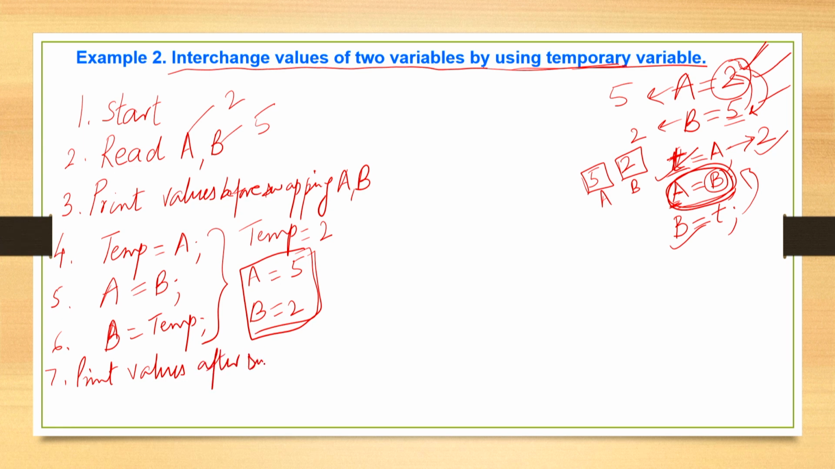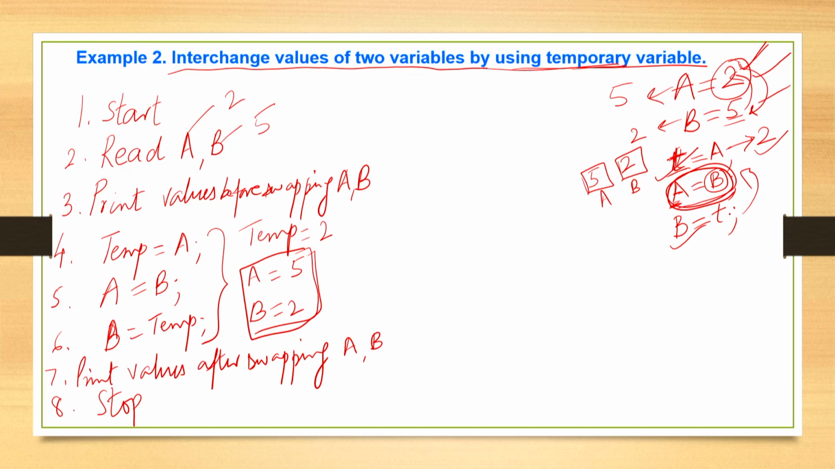So values after swapping is what? Now here A prints what? When I write A, it prints 5 and B prints what? 2. That's what we require. Then finally stop. So this is the algorithm for interchange of two variables by using a temporary variable.